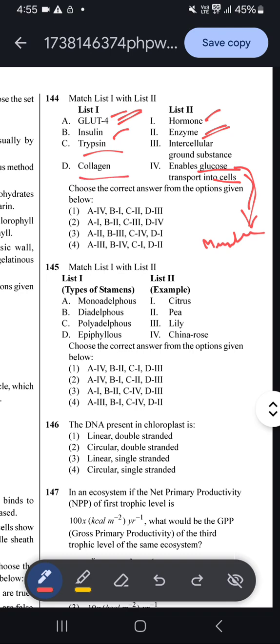Collagen. It is an intercellular ground substance which supports the muscle cells, bone, etc. It gives stiffness to the skin. So the answer will be D3. This one, the answer will be the first option. GLUT4 is 4. Insulin is a hormone. Trypsin is an enzyme.